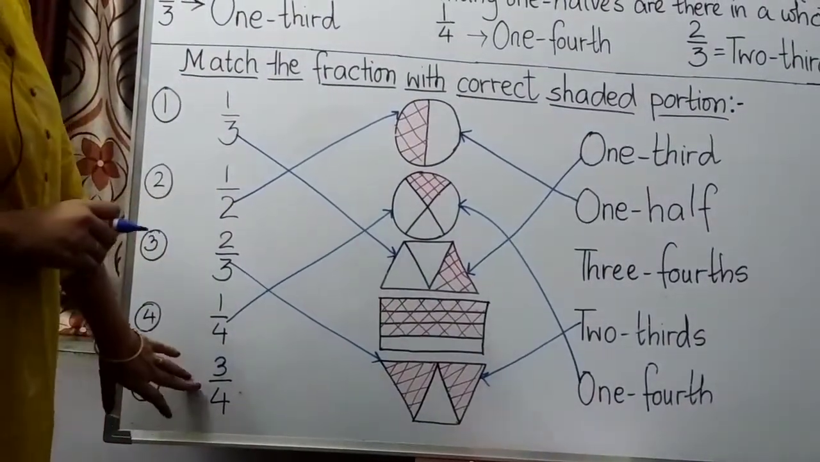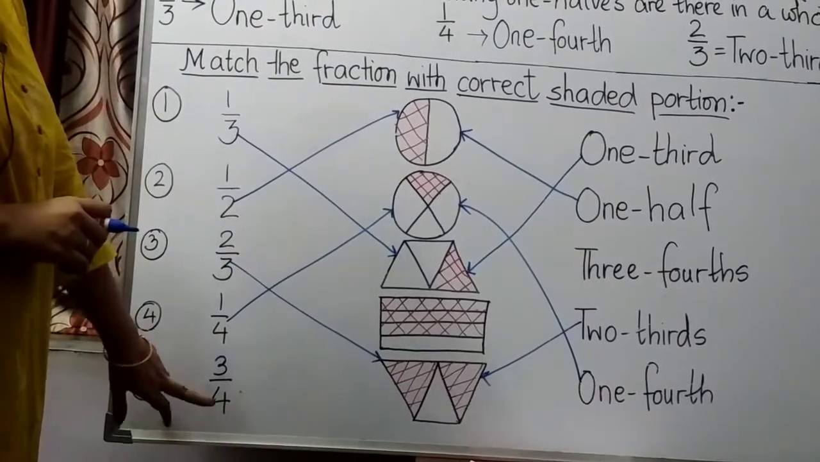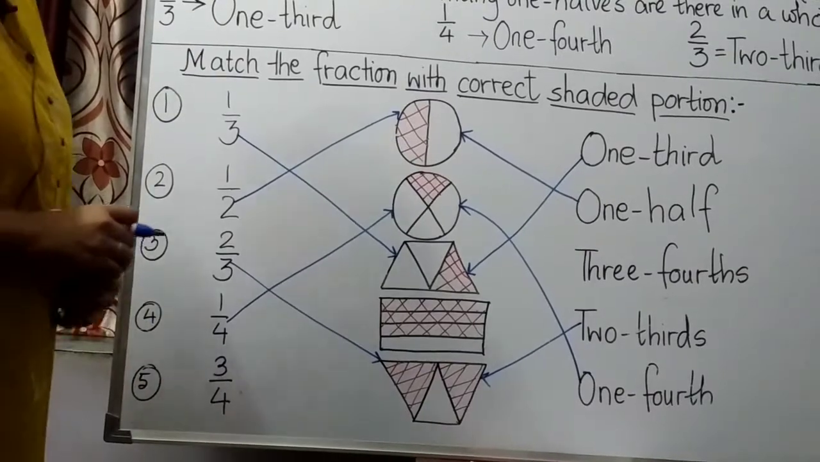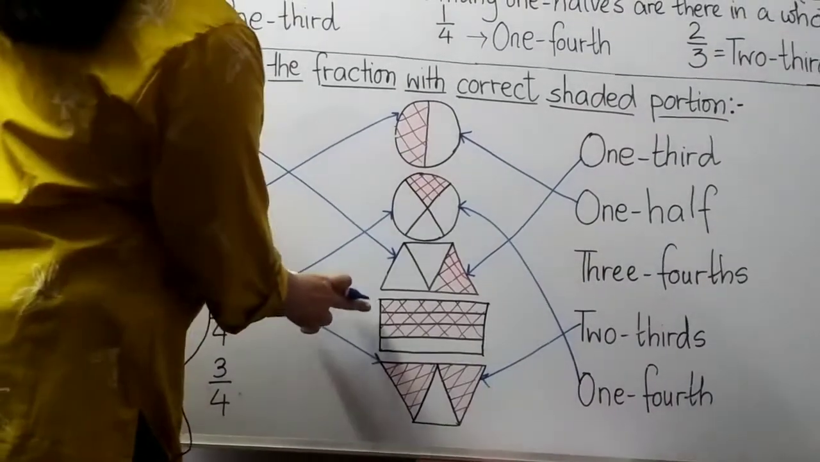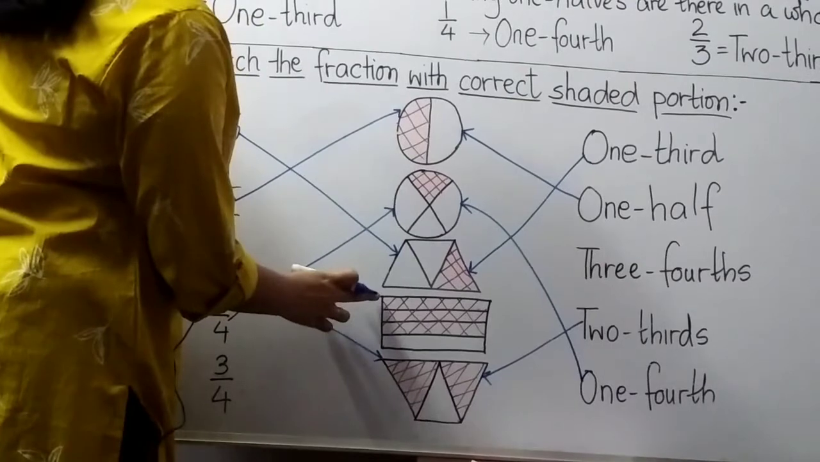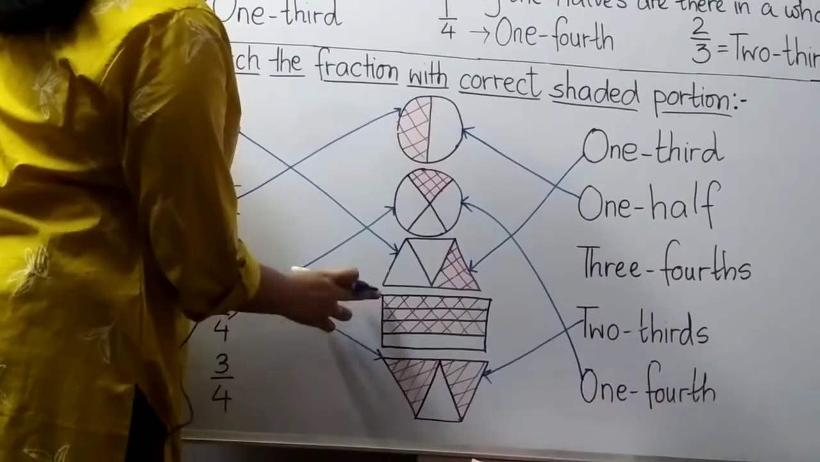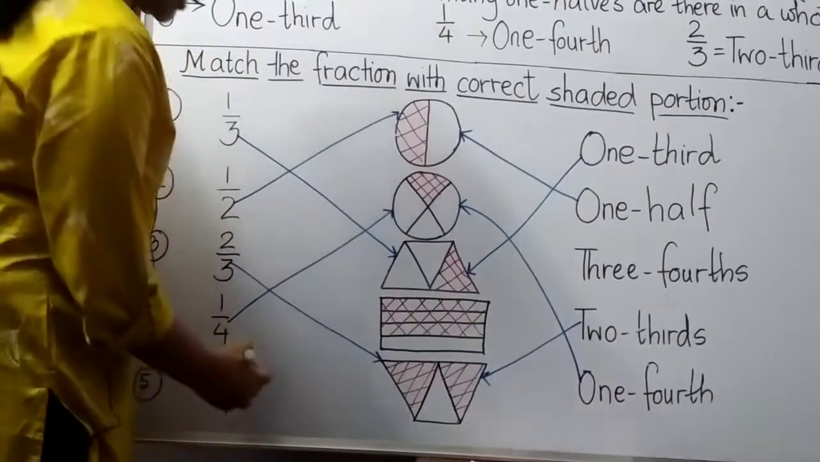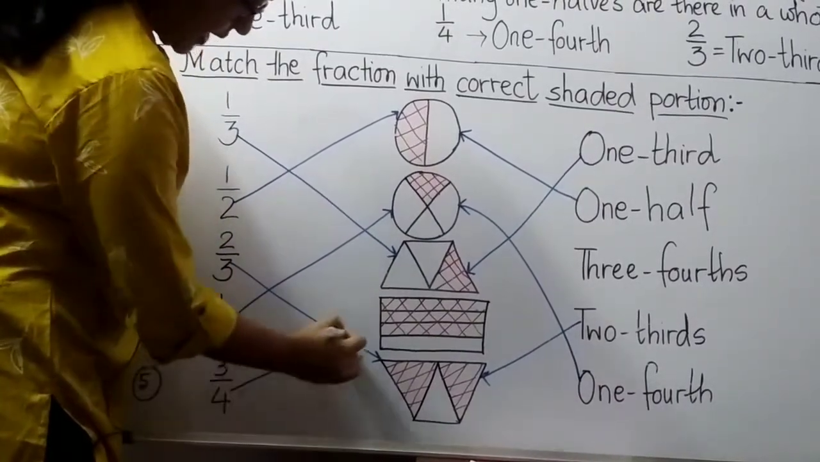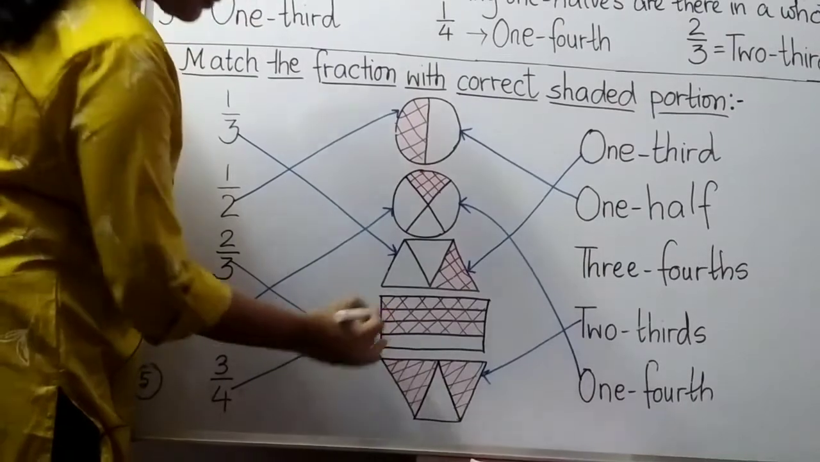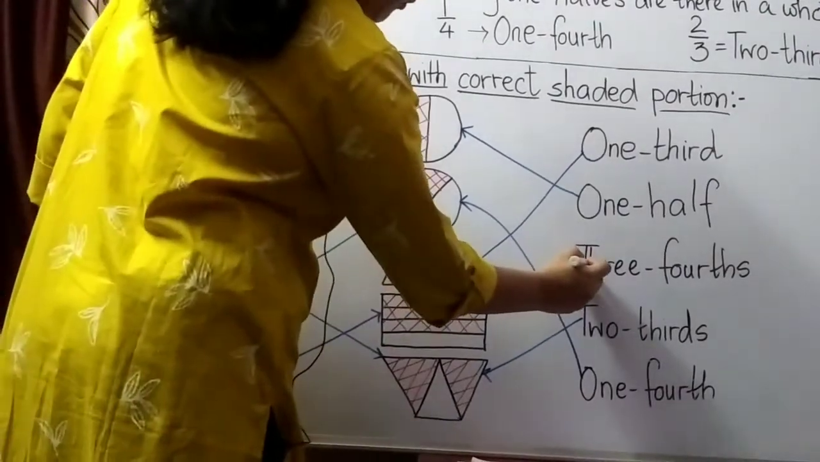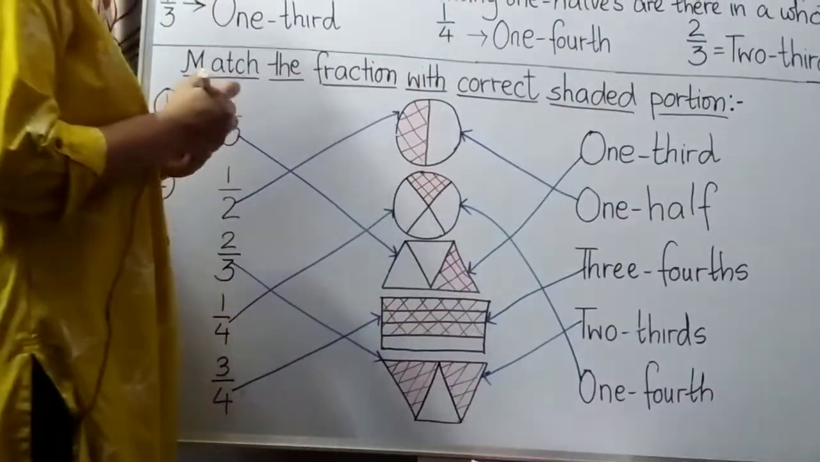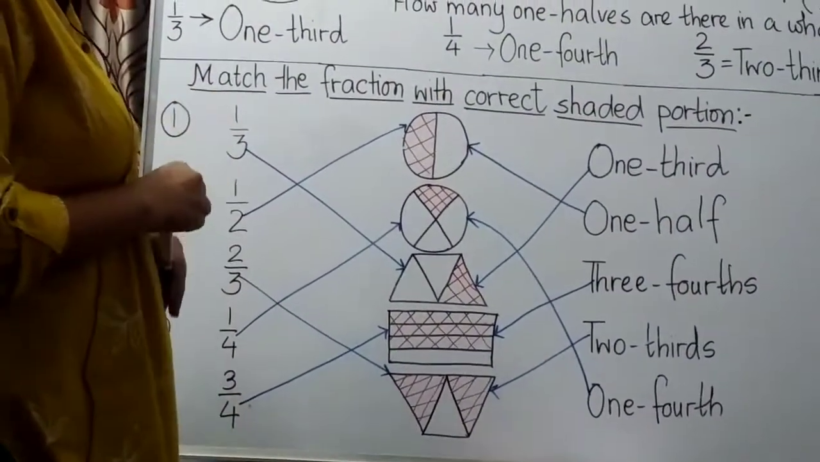Leaving at last the 3/4 portion. There are 4 parts. Among the 4 parts, 3 parts are shaded. Now look at this last diagram. There are 4 layers. Among these 4 layers, 3 layers are shaded. So, it matches with 3/4. So, this is the concept of fractions.